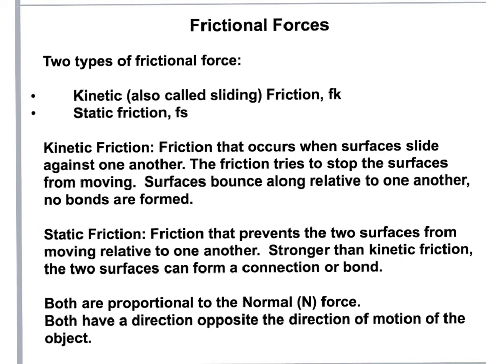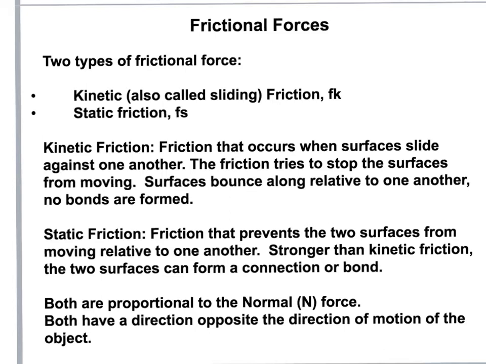So we have two types of friction, kinetic and static. So kinetic is the friction of motion, and it occurs when surfaces are sliding against one another. The baseball player sliding against the dirt, the ice skater sliding against the ice, the box being pushed across the table. So the surfaces bounce along relative to one another, and no bonds are actually formed whenever we're talking about kinetic friction. So kinetic friction tries to stop the surfaces from moving. It is a type of resistance. But static friction, on the other hand, prevents the motion from starting.